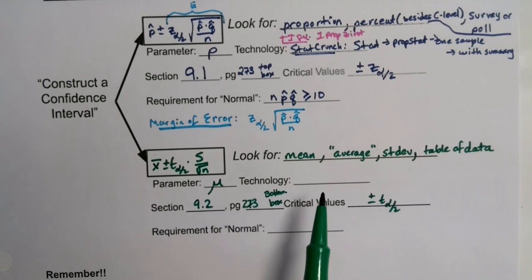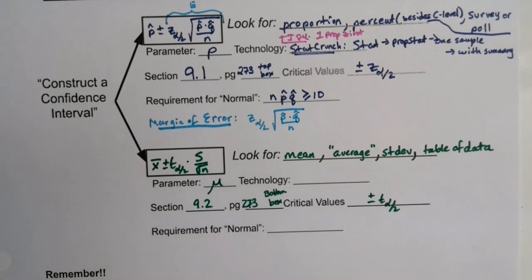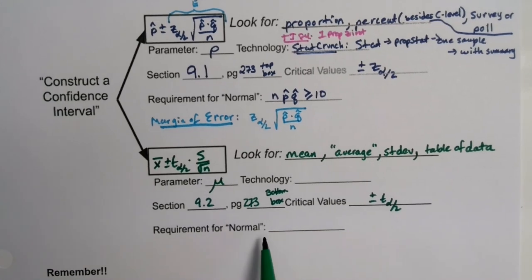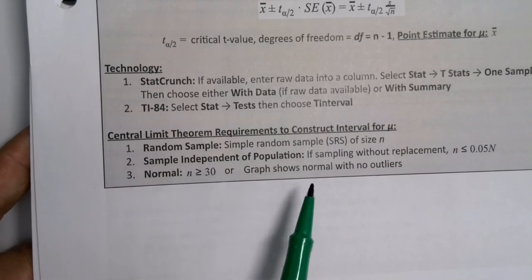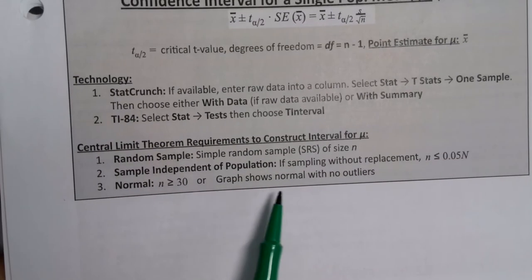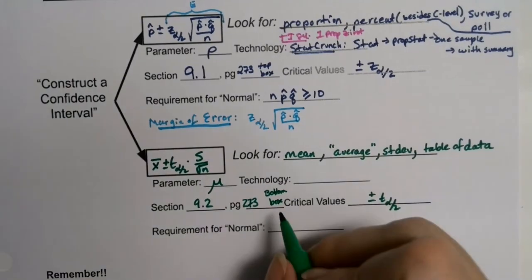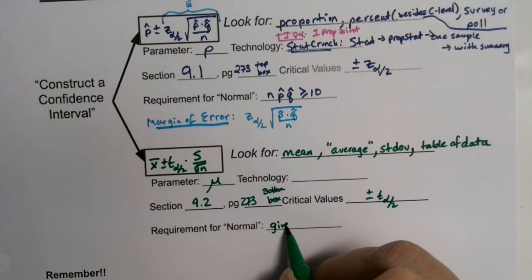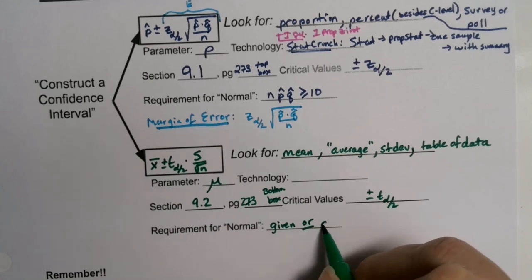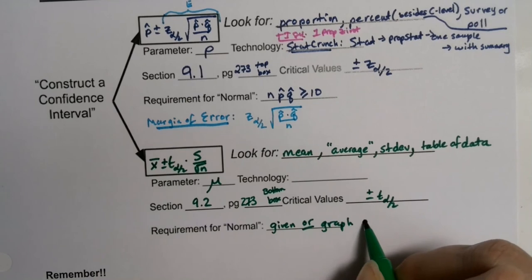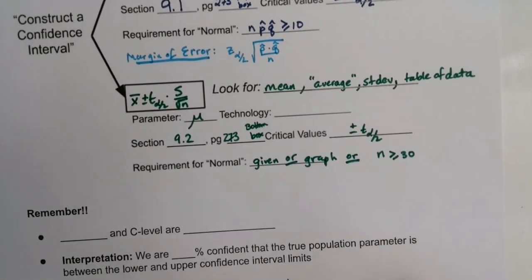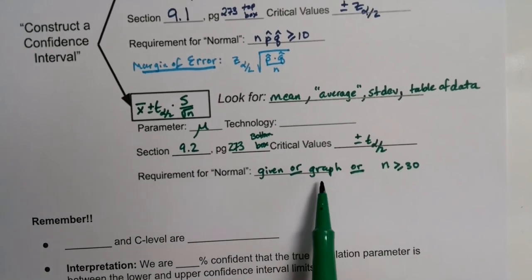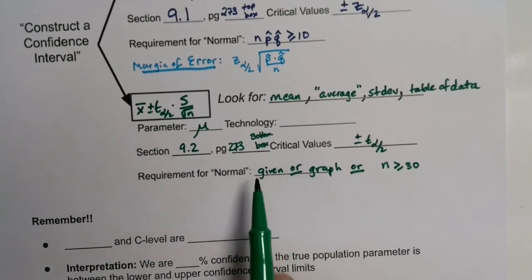And I know I've skipped the technology. I'm going to go back. I just didn't want to try to do all this at once. All right, so then the requirements for normal, right there: n bigger than 30, or a graph, right? Or it could be just given to you. I didn't mention that in here, but I could just say it. If I just say it, then it's fine. So it could be given, or it could be a graph, right? Those normal probability plots that I love so much, or n greater than or equal to 30. The greater than or equal to 30 one we use a lot, but we also use this graph one a lot. I do occasionally even just give it to you in the problem. So that works too.